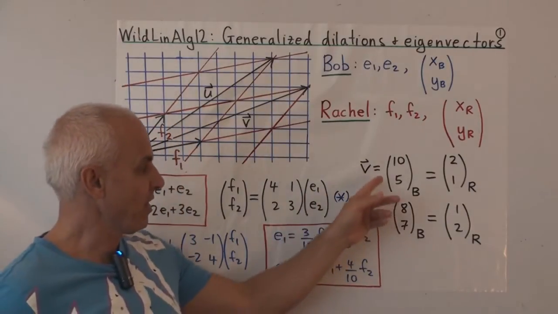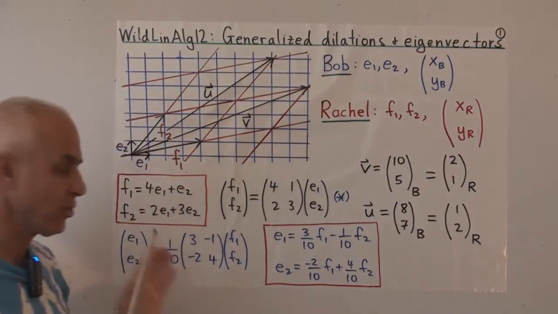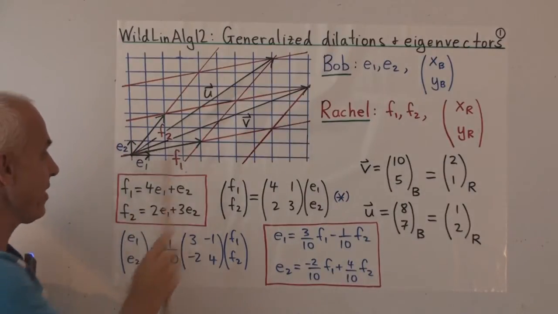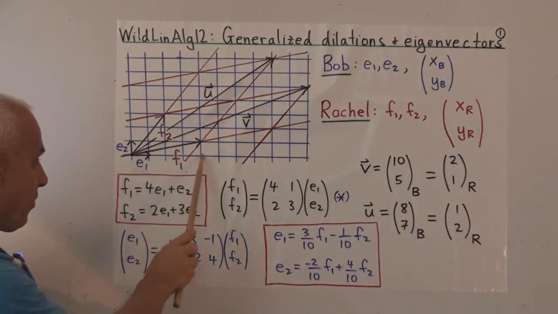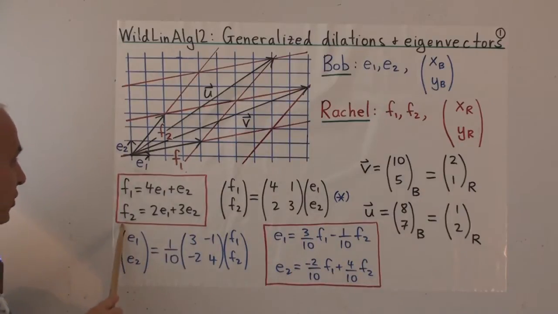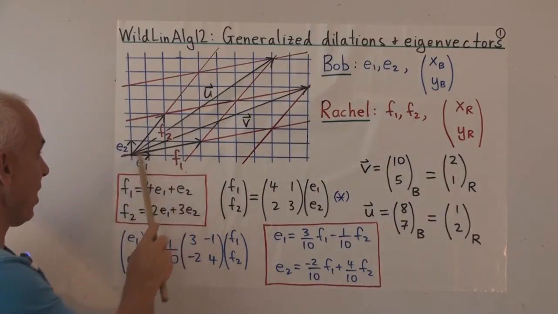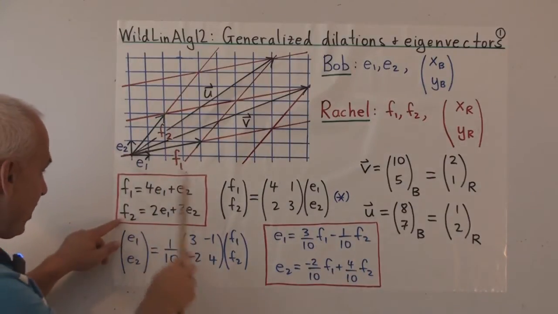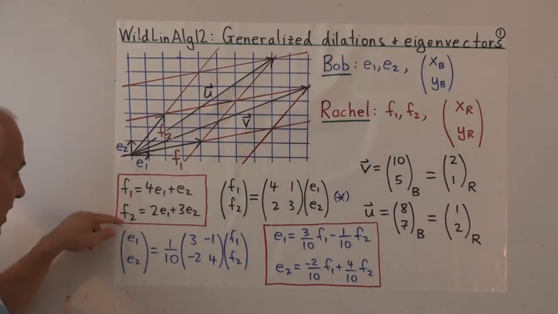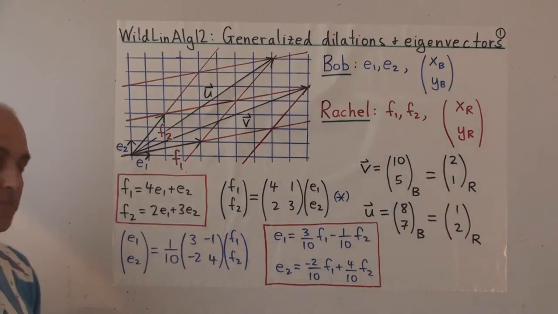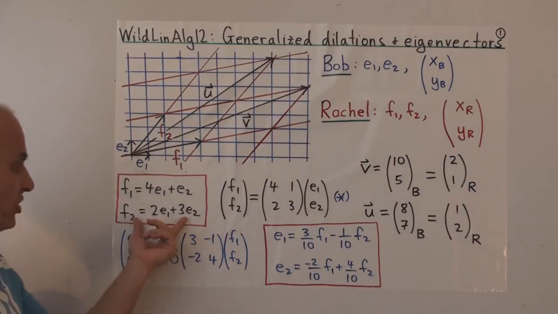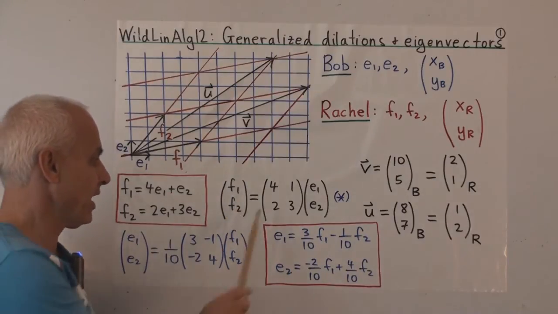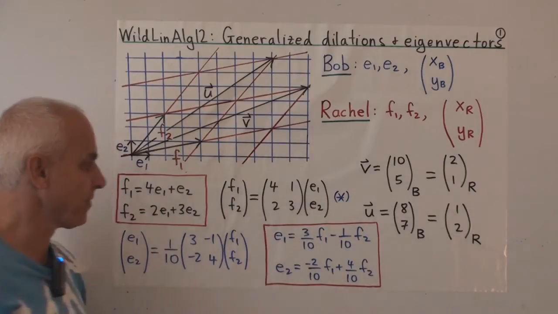To figure out how to go from one of these representations to another, let's look at the relationship between the two basis vectors. So F1 is in Bob's system 4E1 plus E2. And F2 is in Bob's system 2E1 plus 3E2. So this little box here tells us what F1 and F2 are in terms of E1 and E2. We can write that information in a matrix form by creating a little vector. Just F1, F2 equals 4, 1, 2, 3 times E1, E2.